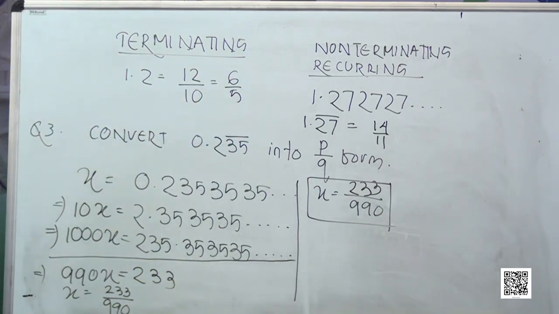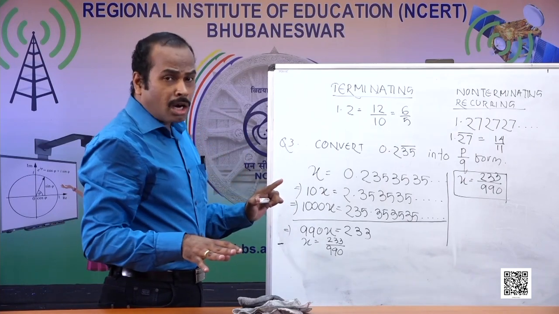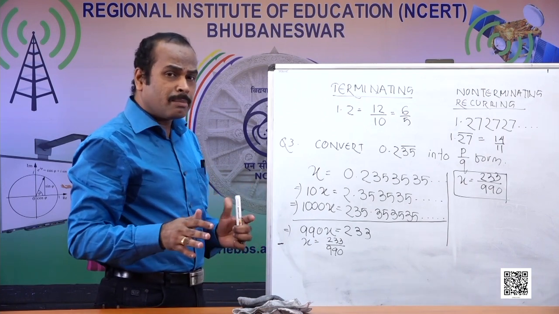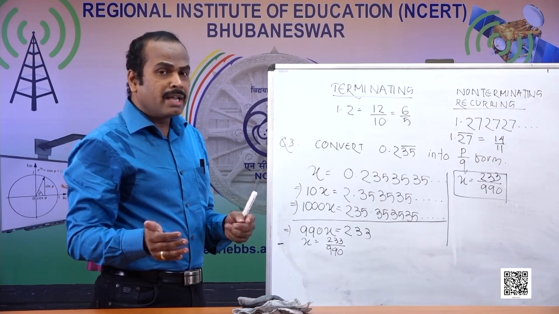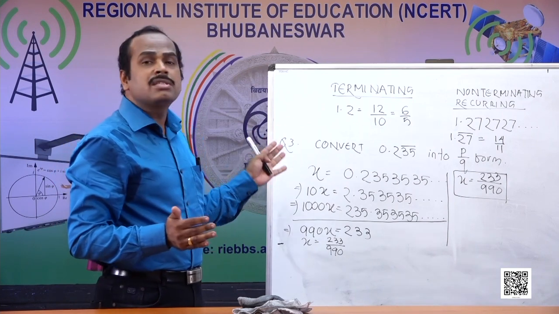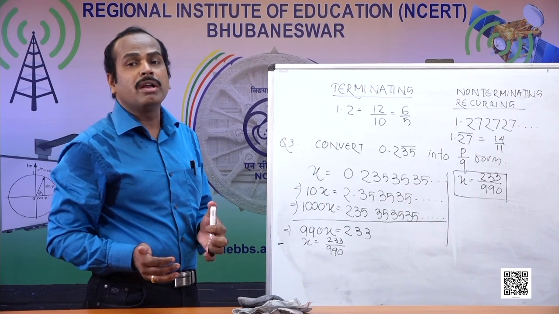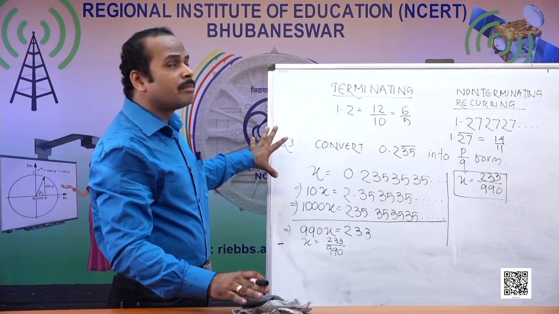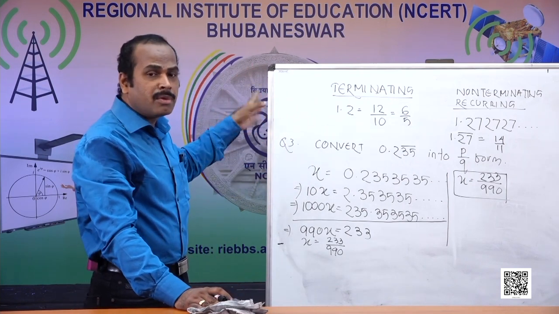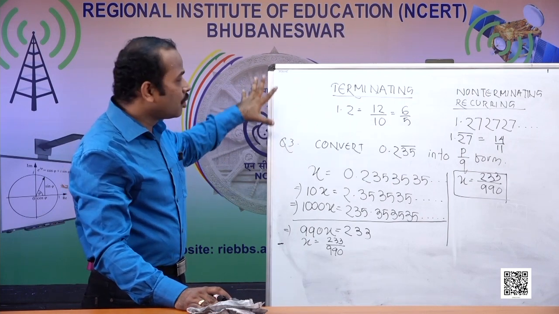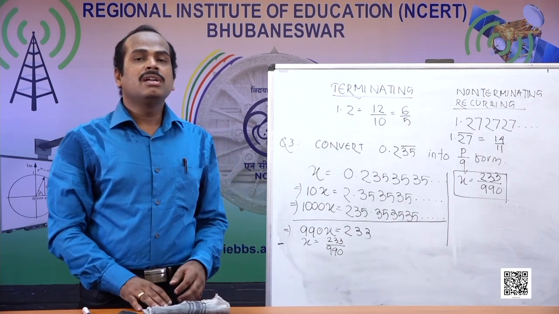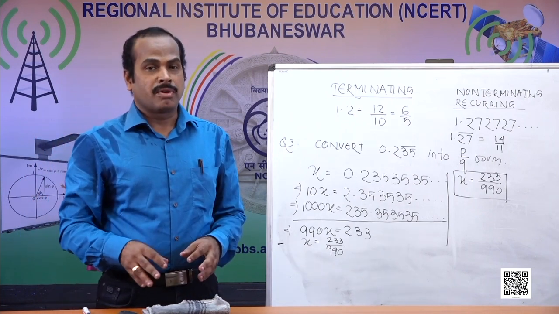Okay. Understood now? So we learned today what a terminating decimal number is, and what non-terminating decimal numbers are. Non-terminating decimal numbers are again classified into 2 types: non-terminating recurring and non-terminating non-recurring. Non-terminating recurring numbers come under rational numbers, and non-terminating non-recurring numbers come under irrational numbers. Both rational and irrational numbers, how to convert them into decimal form, and decimal numbers into rational form, both we have discussed. Okay. So let us go for some questions. I will give you some practice questions. Let us learn how to convert some more numbers into rational form.